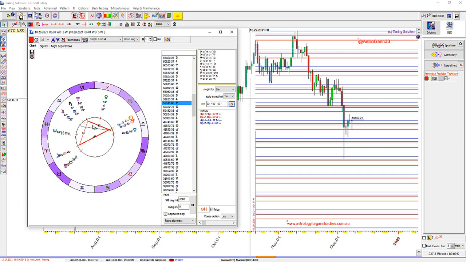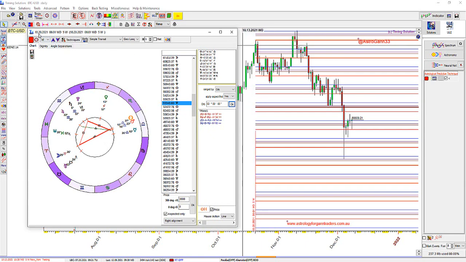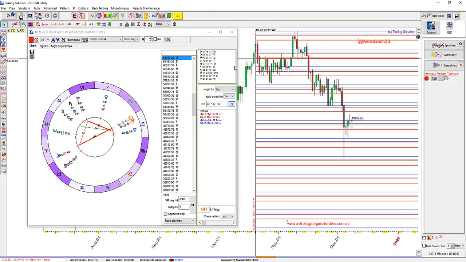This date here is the 10th of October, and if I click on that, it gives me the date. I can also animate this, so it's really good to look at. Why I've focused on this day is because it was a high, and I wanted to know why it was at a high. You can see that on that day we have this formation. This is called a T-square, okay? And the moon was involved.